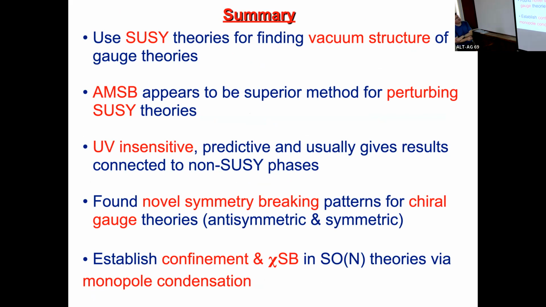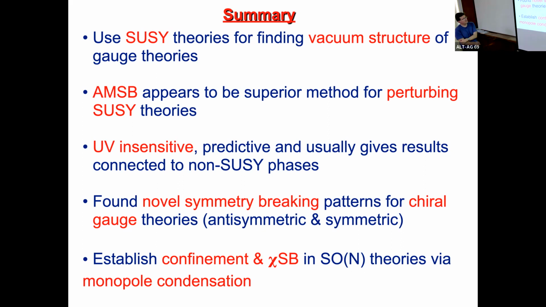Supersymmetric gauge theories are of course fantastic for finding the vacuum structure of the theory. AMSB appears to be a somewhat superior method, and again, it may be just a little bit of a coincidence, but it just gives you exactly the things that you want without much sensitivity to the UV. So it's pretty predictive. It usually gives results that can be connected nicely to the non-supersymmetric phases, and many of the weird non-supersymmetric phases disappear if you add a little bit of perturbation.